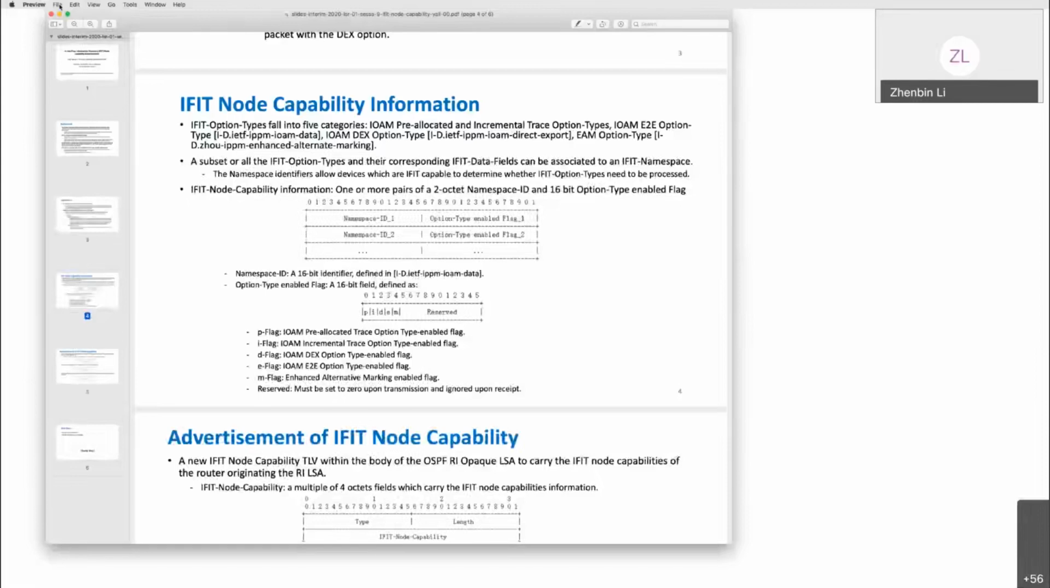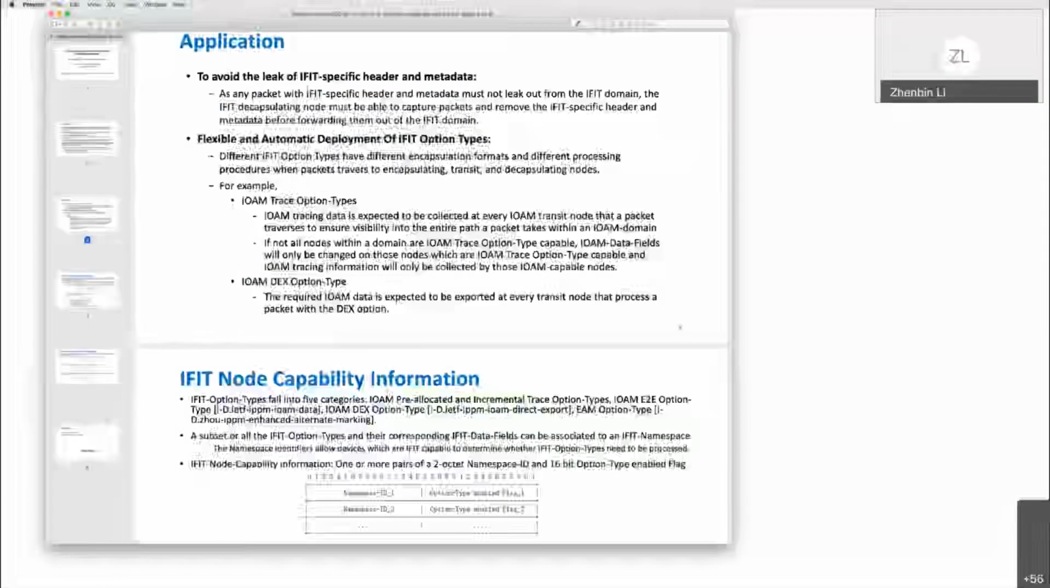So can I ask you a quick clarifying question on that? Are you saying that you will change routing based on the availability of this IFIT capability? I will not change the path, but if I understand the capability, I can download the SR policy with this IFIT capability. Because I will enable this IFIT functionality for a specific SR path. But if some nodes along the SR path cannot support IFIT, the IFIT detection for the SR path will fail.